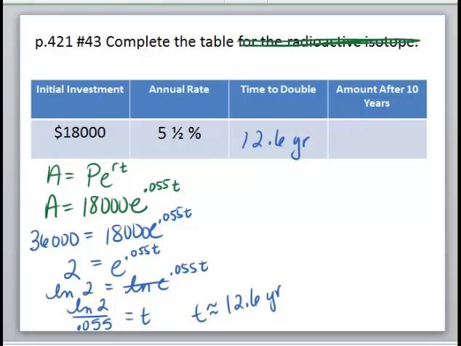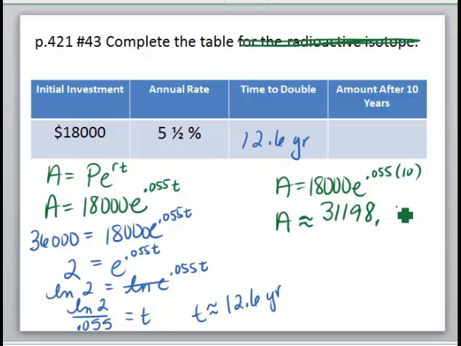Now I can go ahead and use that to figure out the amount left after 10 years. So when I put all that in my calculator, I actually don't have to use my new time. I'm just using 10. I will end up with an approximate answer of $31,198.55. Now we found out that it takes a little over 12 and a half years to double. Notice how it's not quite there after 10 years. So my answer does make sense.